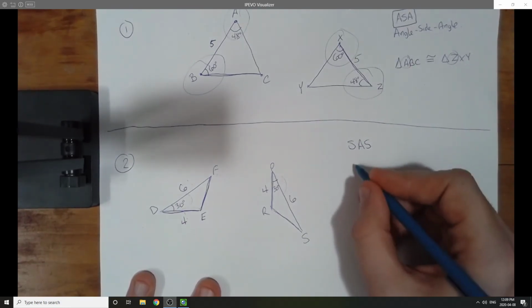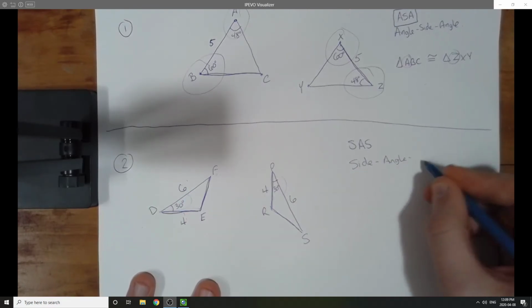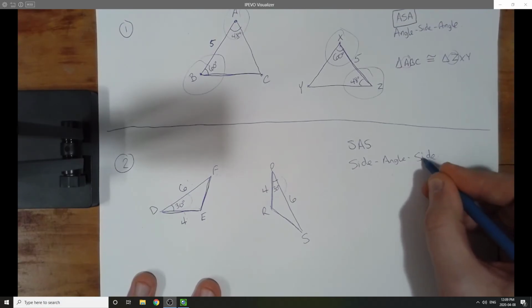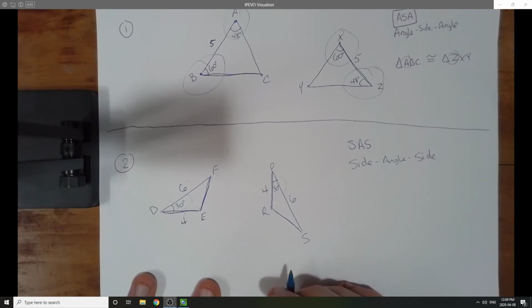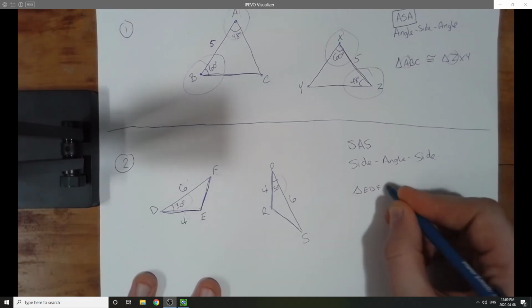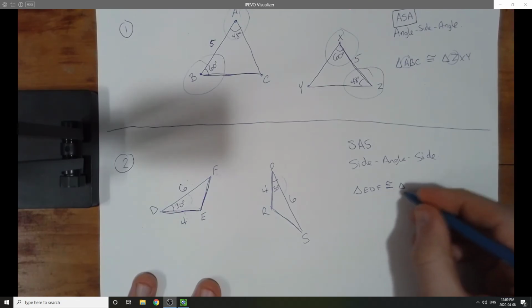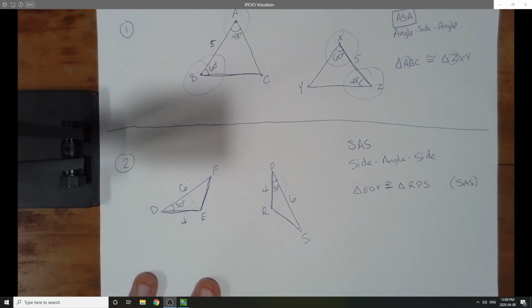And so in this one, because we have a side, then we have an angle, and then we have the next side, we only need these bits of information to tell that these are two congruent triangles here. So in this one, we would be able to say that triangle EDF is congruent to triangle RPS because of the side angle side rule. So this gives us a little bit of extra information when we're trying to figure out congruency of our triangles.